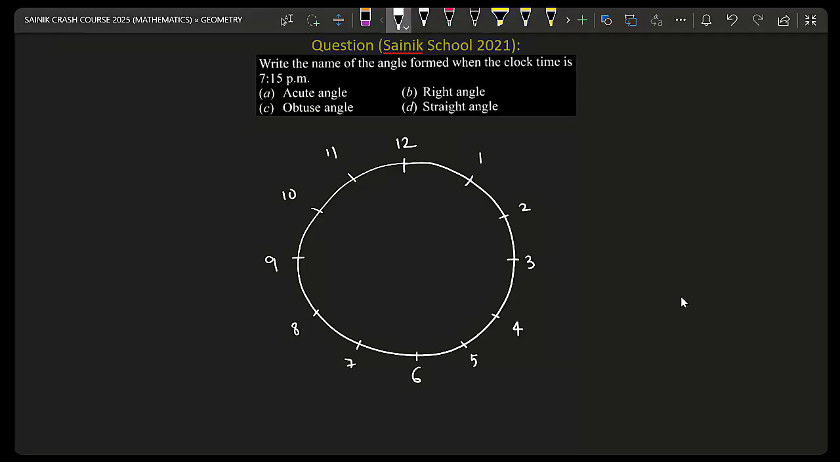Daksh, read the question again. Write the name of the angle formed when clock time is 7:15 p.m. Okay, 7:15 p.m. The hour hand will show towards which number? So 7. Exactly 7? Yes, sir. No. At exactly 7 o'clock it shows towards the number 7. But if it is 7:15, that means 15 minutes have passed. In that 15 minutes time, will our hand move or not?